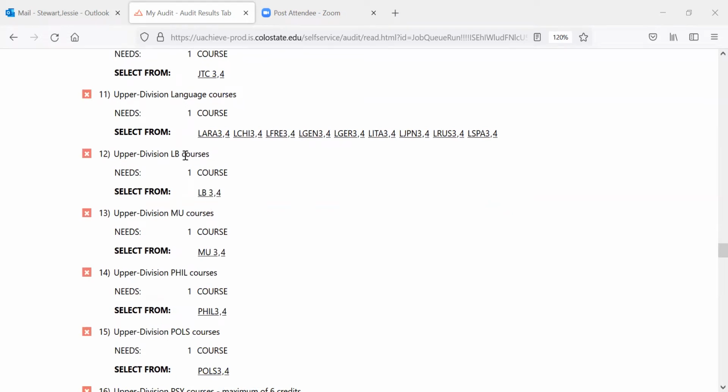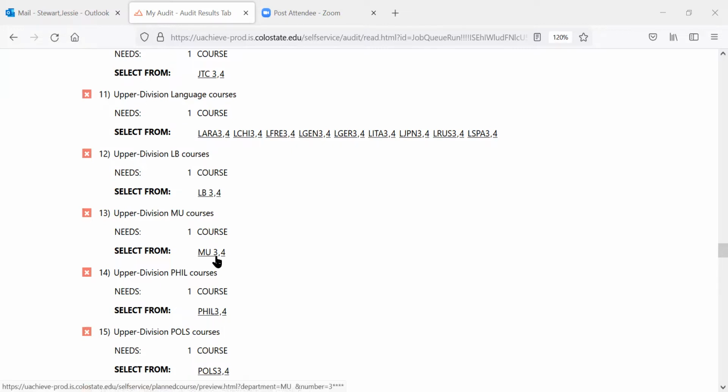Liberal arts, there are a few liberal arts that count here. LB 393 is 1. So remember, 392 is the core and 492 is the core. But LB 393 counts here. And we also have a documentary film class and some other media classes that work here.